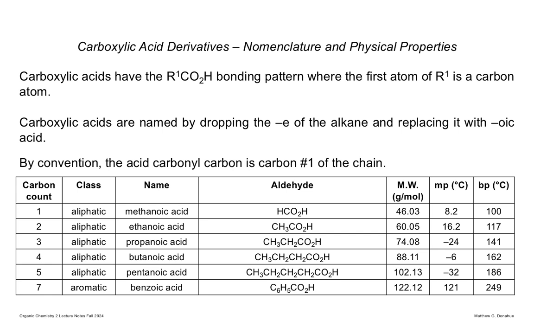So the carboxylic acid, again, has CO2H, and that carbon must always be at the terminal end of the chain to be in that form. And so the R1 is any other group attached to the acid. So as we see in the nomenclature, using the carbon count here, you take the parent carbon chain, you drop the E, you replace it with OIC and then the word acid. So methane becomes methanoic acid.